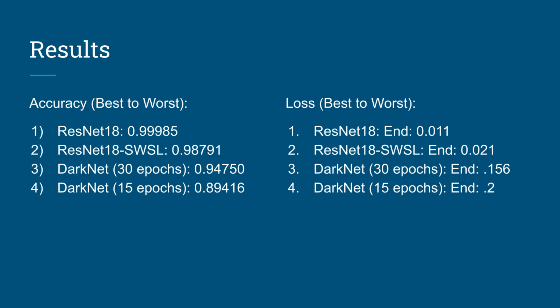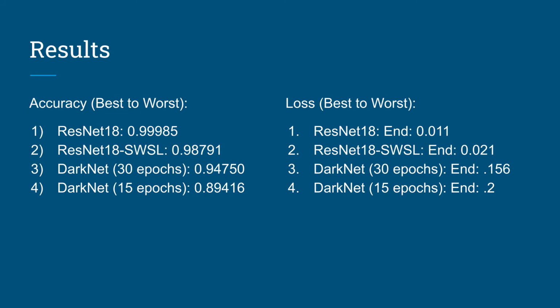For accuracy, the best models were the ResNet models, first being ResNet 18 with an accuracy of 0.99985. Following a close second was ResNet 18 SWSL with an accuracy of 0.98791. Then we have DarkNet ran with 30 epochs with an accuracy of 0.94750. And the worst accuracy goes to the DarkNet model ran with 15 epochs with 0.89416.